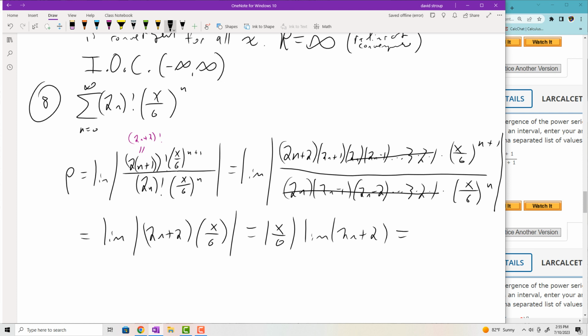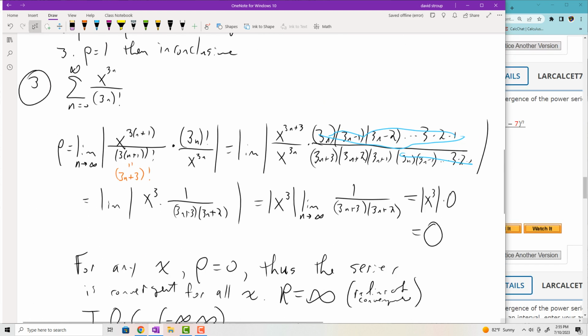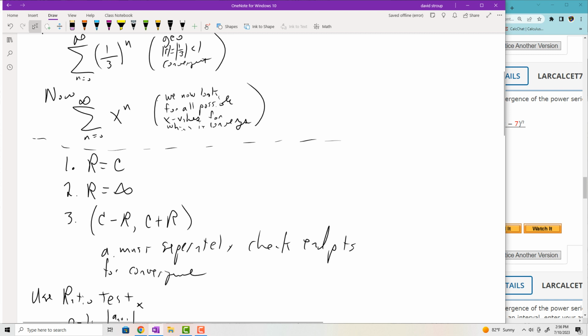And that limit of 2n plus 2 is going to go to infinity, right? And that will be infinity for all values of x except one of them. So the one that won't work is the center value. Okay, so that's the first case that we have.